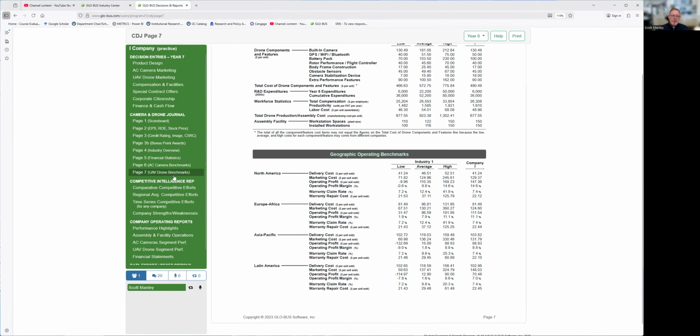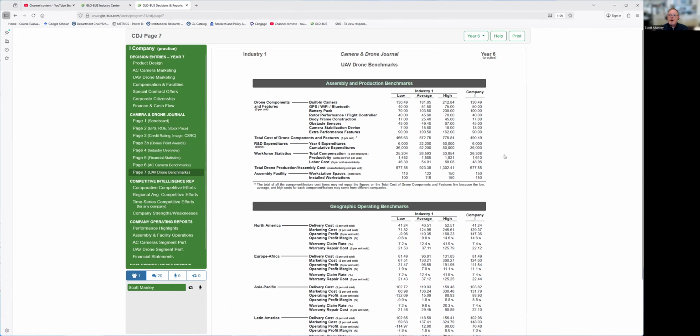Let me look at the drone real quickly. Again, the same thing applies. You have the assembly and production benchmarks. The left-hand column is the low-cost producer, the second column is average, the third column is the high-cost producer, and the fourth column is your company. Looking at my company, my total drone production and assembly cost is $677.55. Match that to the far left-hand column, and indeed, I was the low-cost producer.